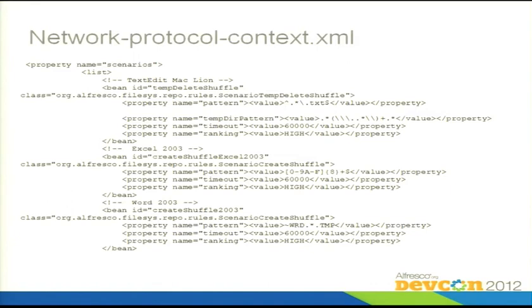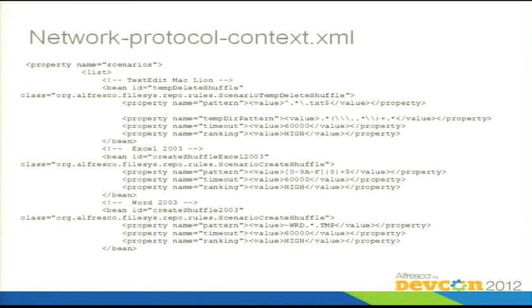Right, I've got 5 minutes, so I will just show you the configuration, and then perhaps if people are interested, they can talk to me afterwards. So the important file is the network protocol context that contains, if you remember a couple of slides ago, the scenarios. In there you'll find a property called scenarios, and this contains the various scenarios that CIFS is configured with.